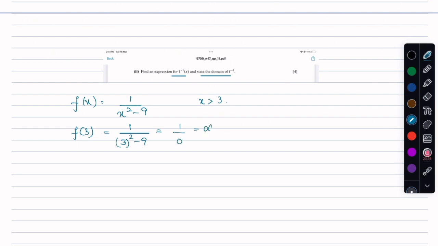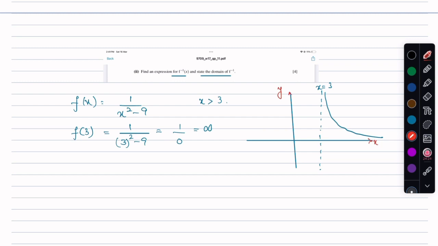which becomes an undefined function, meaning for all x values greater than 3, I should know that this function is asymptotic on the line x equals 3, so that this is how the function is going to be. To get the inverse of the function, and I know the range also, the range of the function then becomes, I can just sketch the graph.